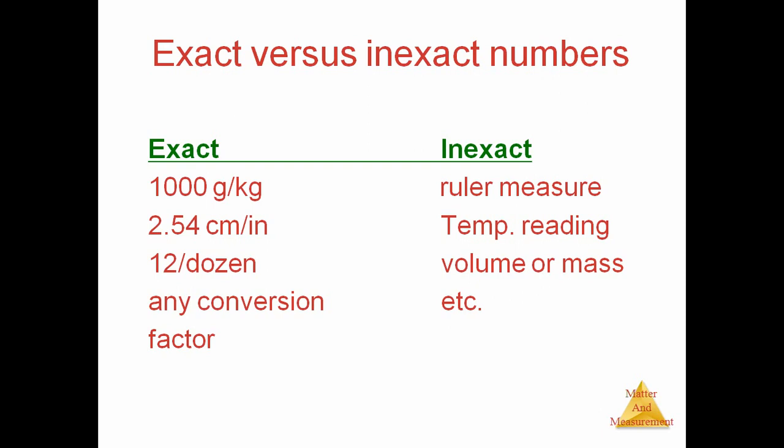Now, getting further into exact versus inexact numbers, the exact appropriation is about 1,000 grams per kilogram.